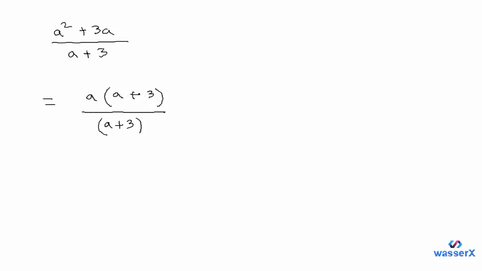So we have a common factor between the numerator and the denominator. Cross them off. The answer is a over 1, which is equal to a. So the simplified form of this fraction is just a.